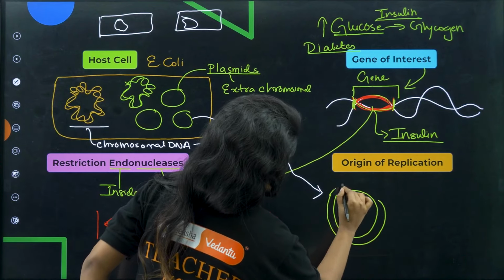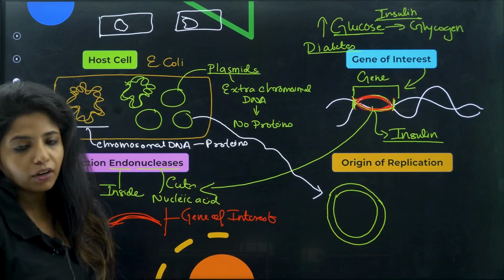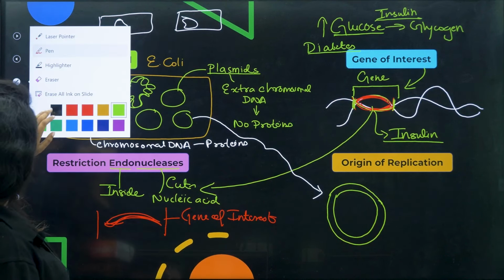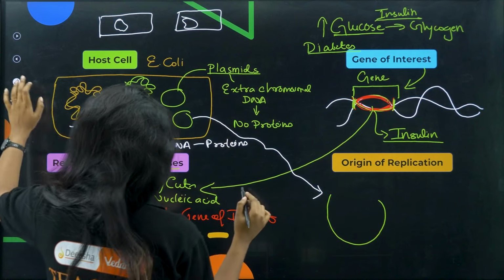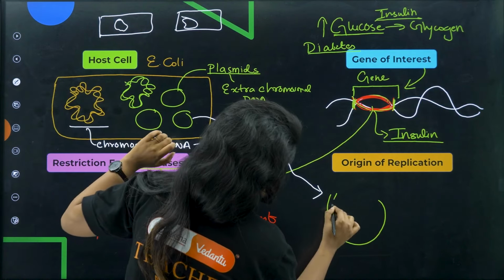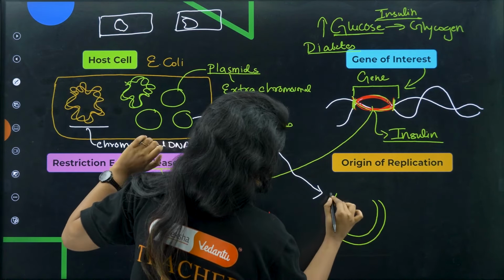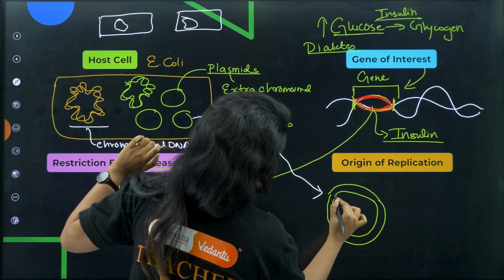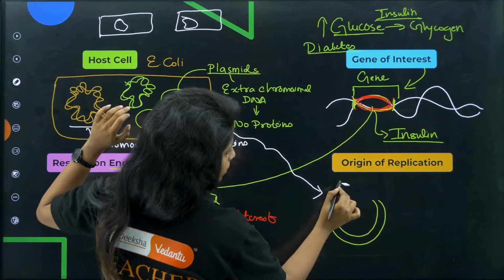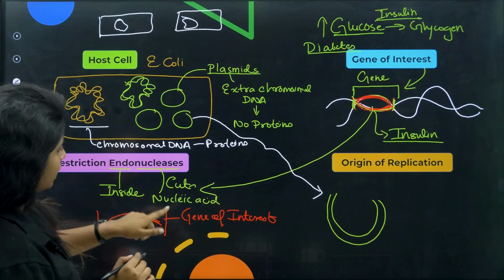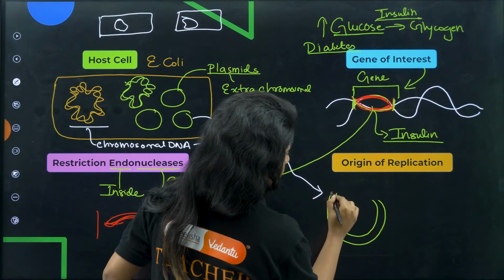So this was the actual thing. They were double-stranded, they were coiled. Now, with the help of restriction endonucleases and everything, I basically cut some part of it. Okay, initially it was like this. Now what I did, I cut the plasmid, and I put my gene of interest over here.